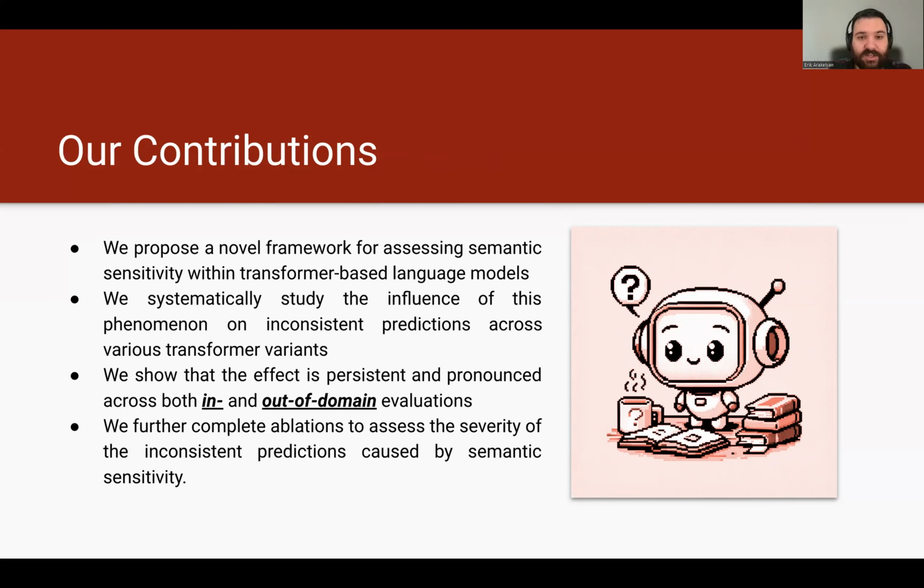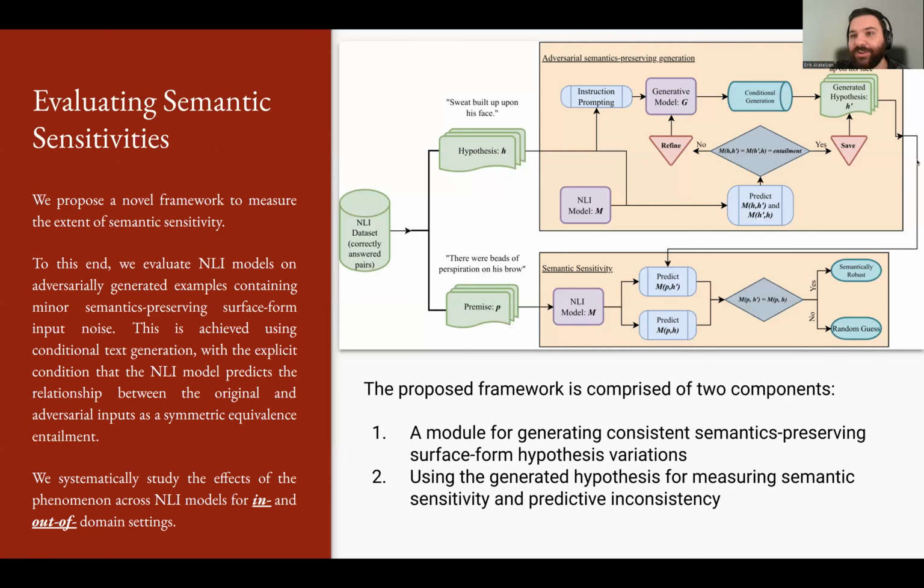Then we systematically study the influence of this phenomenon on inconsistent predictions across various transformer variants. And then we show the effect is persistent across a variety of setups, namely in domain and out of domain. We check for model size, we check for model scale, we check distillation setups, and we'll cover everything in a bit. So this is our setup in general.